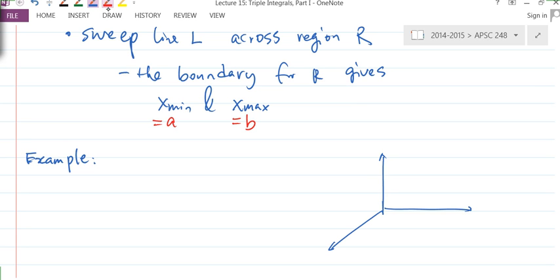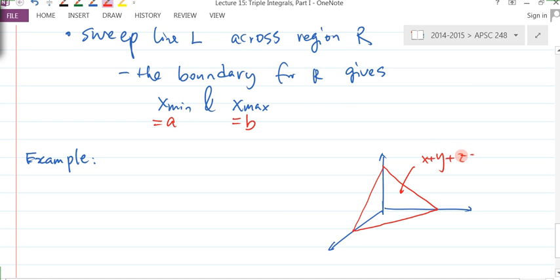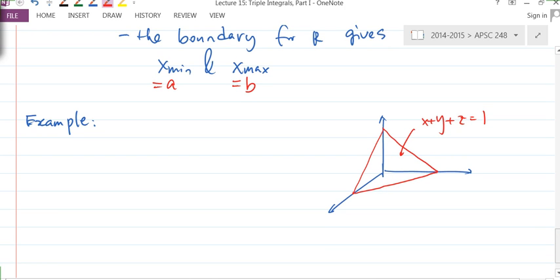So we have a top, a plane here, x plus y plus z equal to 1. And what we want is to find the volume sandwiched by the three sides of the plane here and this top plane x plus y plus z equal to 1. We kind of call it a tetrahedron, right? So we're looking for the volume.